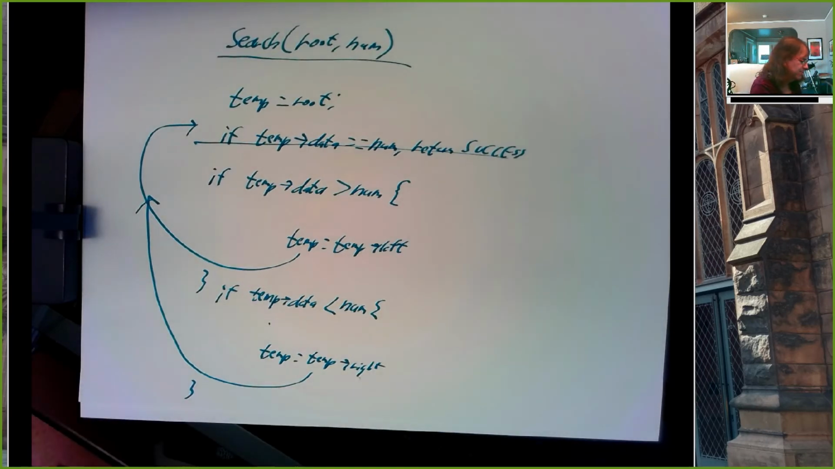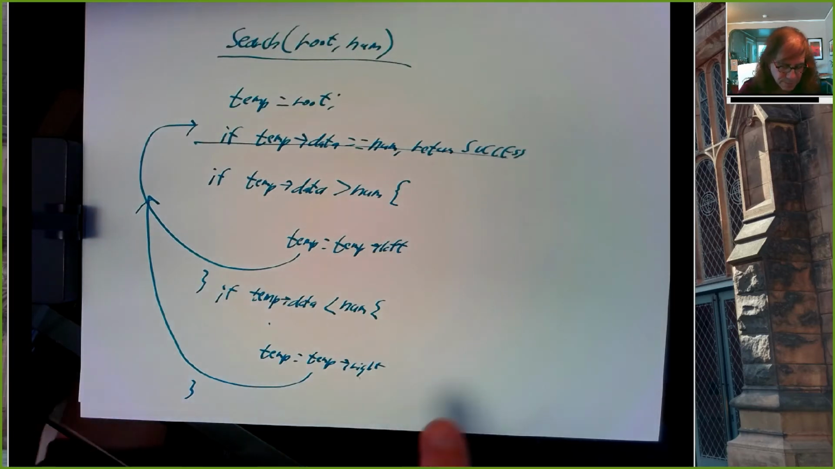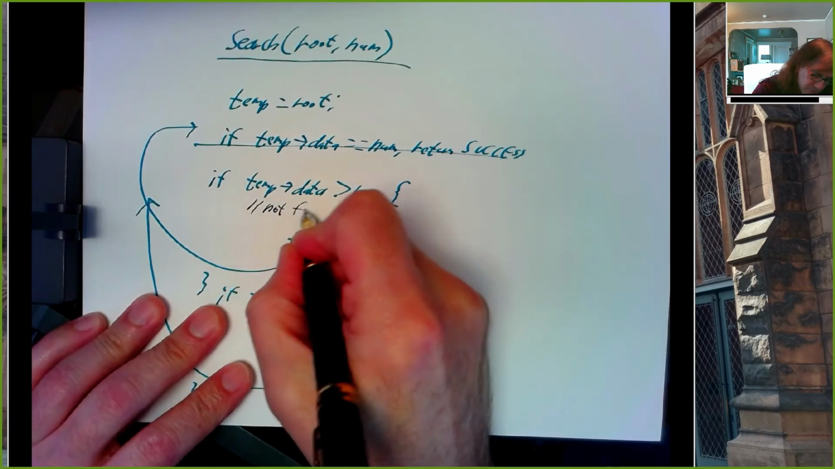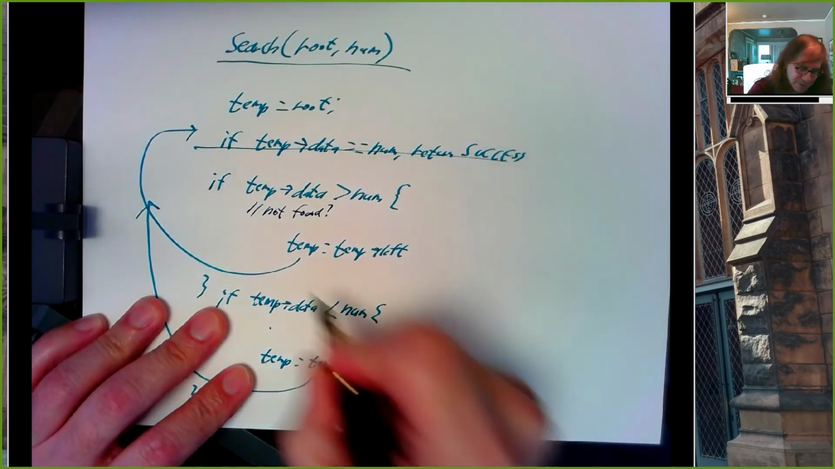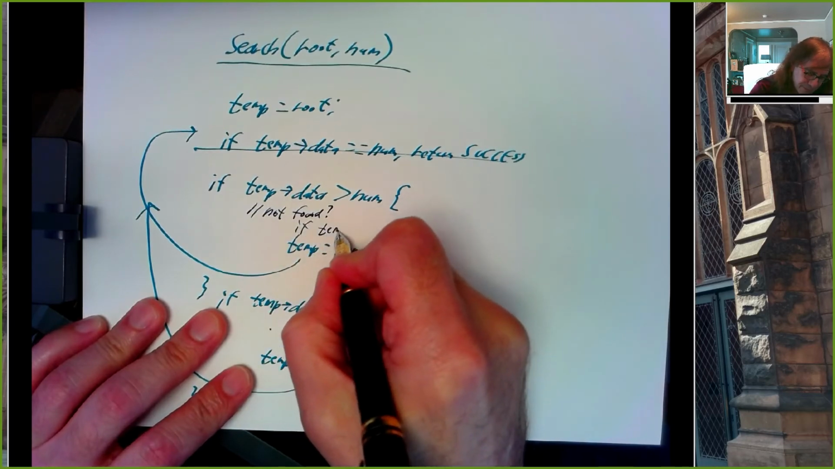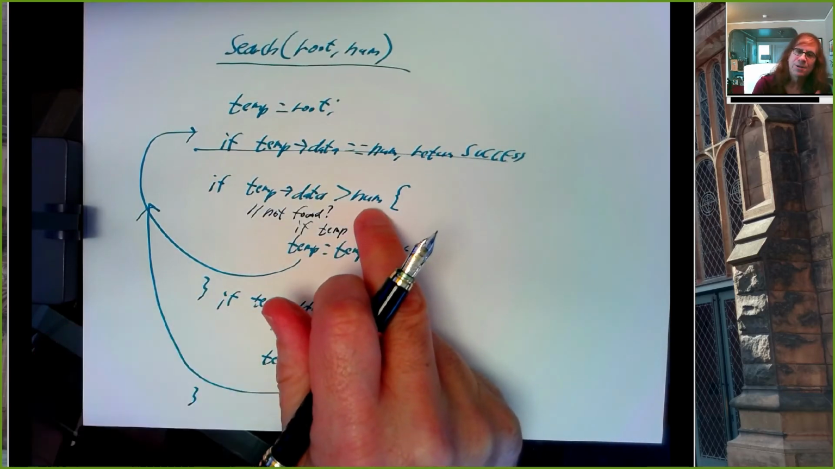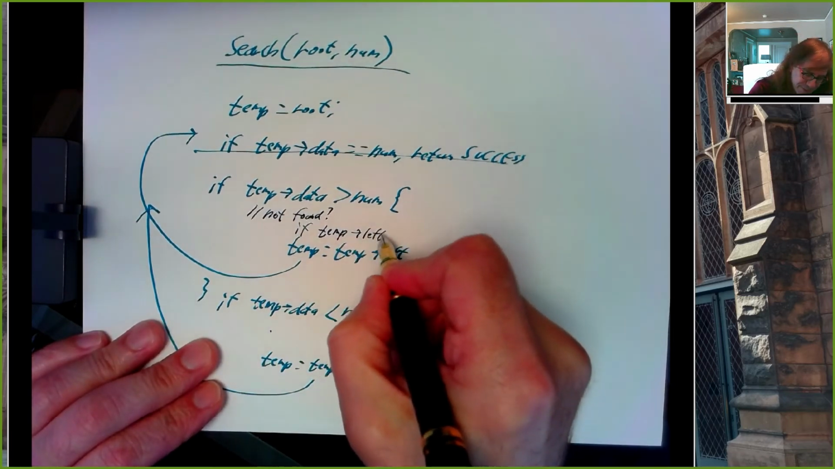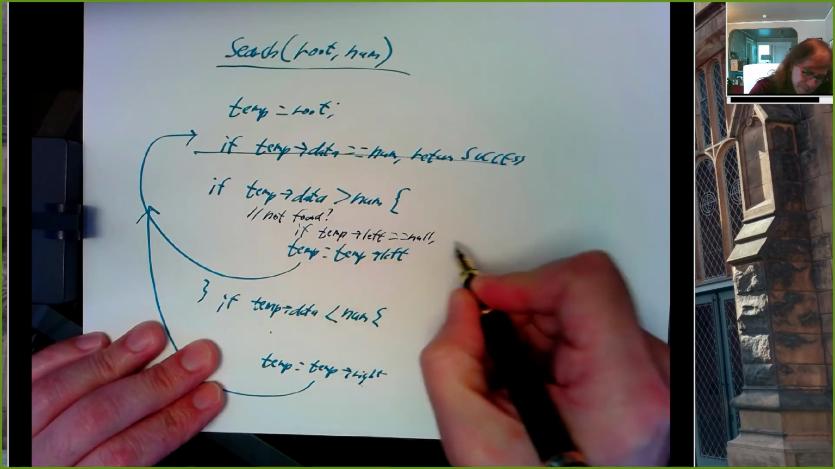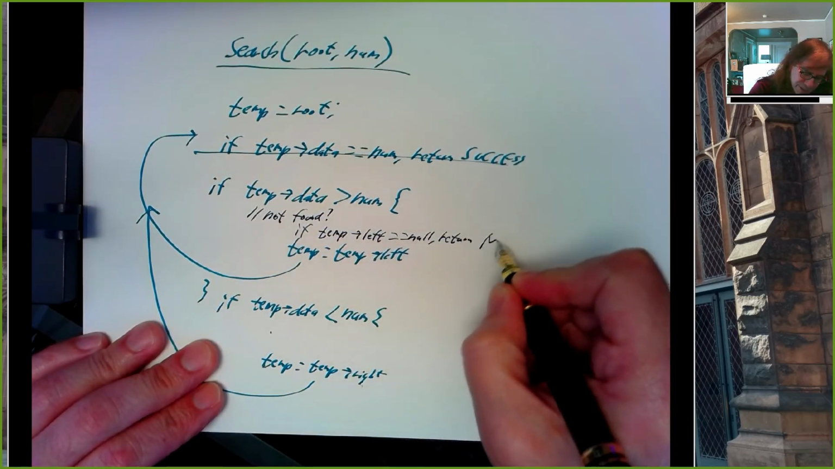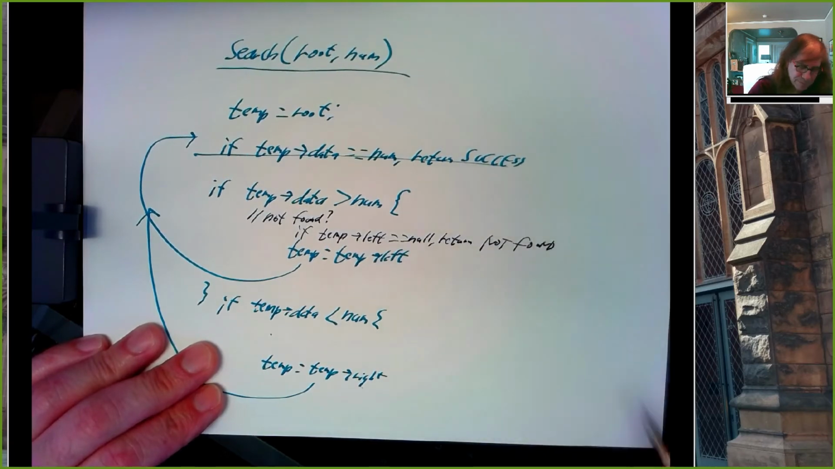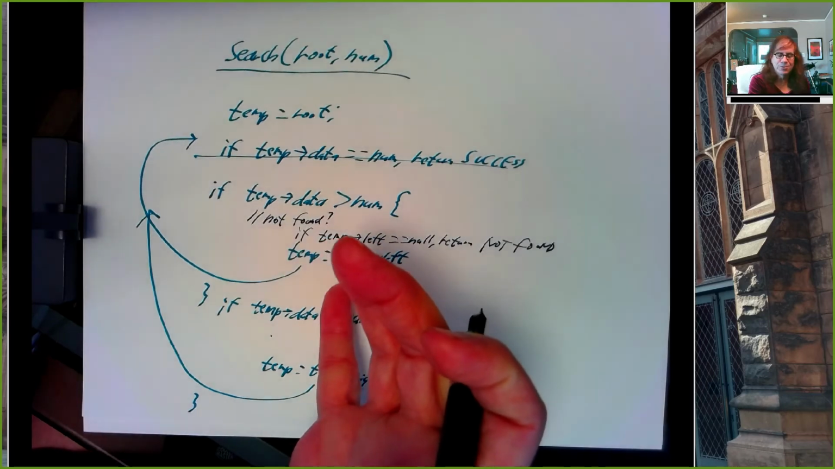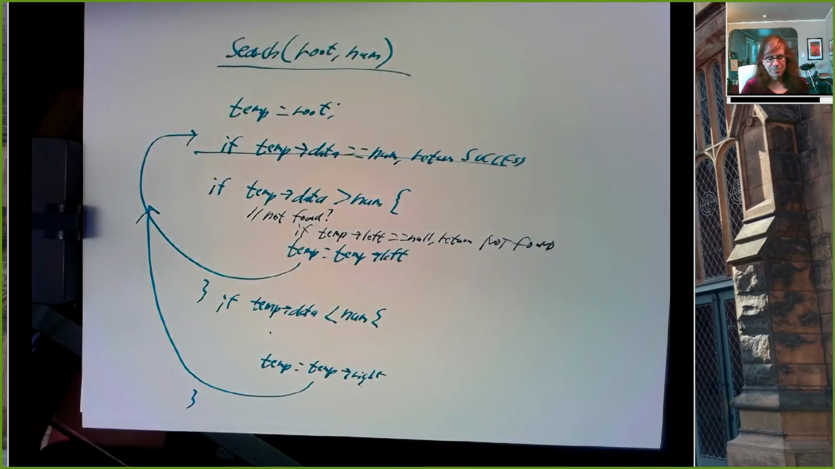So I can add one more check in here. Let's see if our node's not found. The root node's bigger than our number, so it should be to the left. So here I can say if temp left is null, then I can say not found. If it's not null, I'll change temp to that left subtree's root. I'll go back and try again.